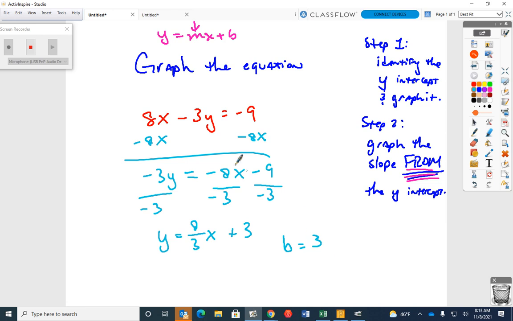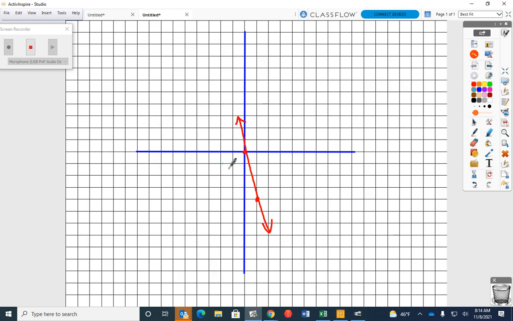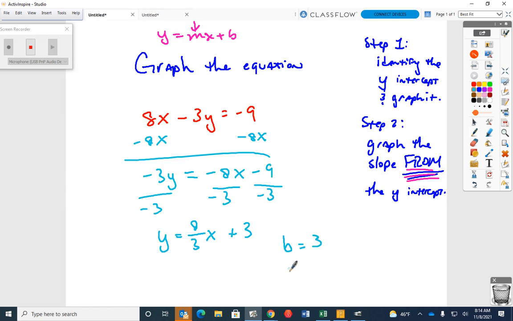Yeah. Okay. Julia. How do I graph 3 on the y-axis? You start at the middle and go up 3. Up 3. Right here? Okay. And my slope is 8 over 3. That's positive 8 over 3, right? So how would I graph, Michael, positive 8 over 3? You have to go up 8 and over 3. Up 8 and over 3.